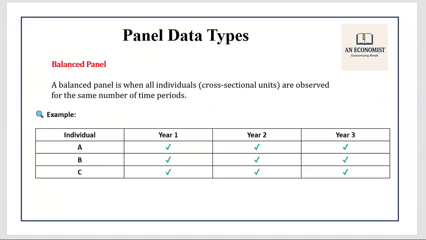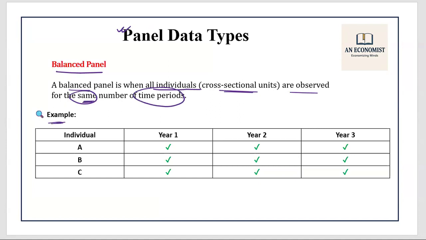Now, in the second part, I want to explain what are the different types of panel data which are possible. And here we have two types of panel data. First is the balanced panel, and second one will be the unbalanced panel. Now, what is balanced panel? As you can see here, balanced panel is when all the individuals, that is all the cross-sectional units basically, are observed for the same number of time periods.